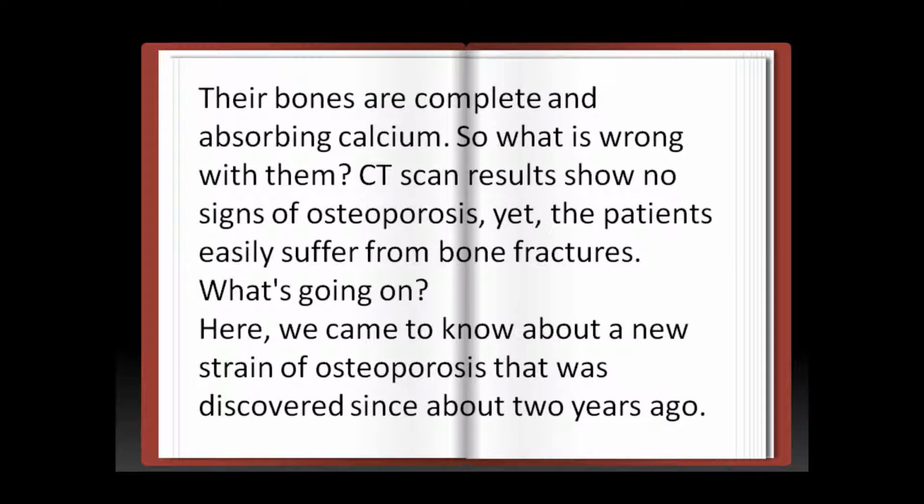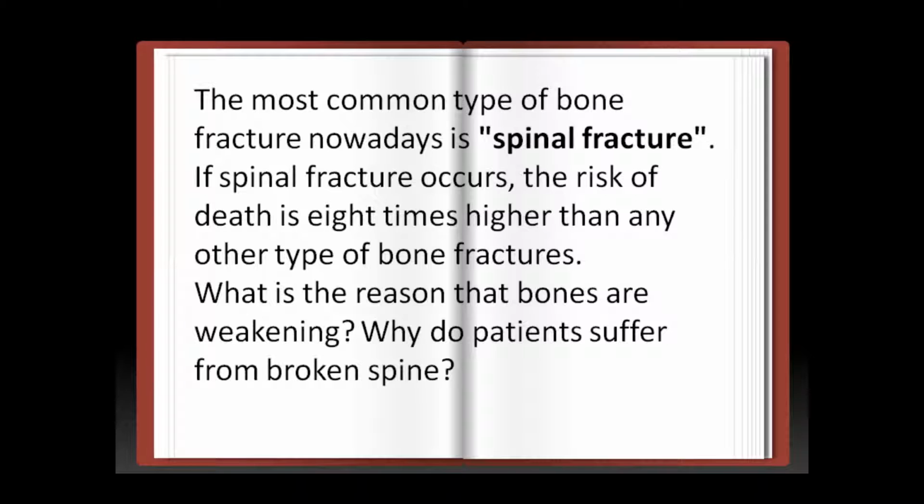What's going on here? We came to know about a new strain of osteoporosis that was discovered since about 2 years ago. The most common type of bone fracture nowadays is spinal fracture. If spinal fracture occurs, the risk of death is 8 times higher than any other type of bone fractures. What is the reason that bones are weakening? Why do patients suffer from broken spine?